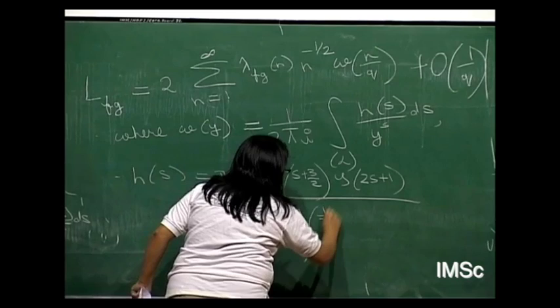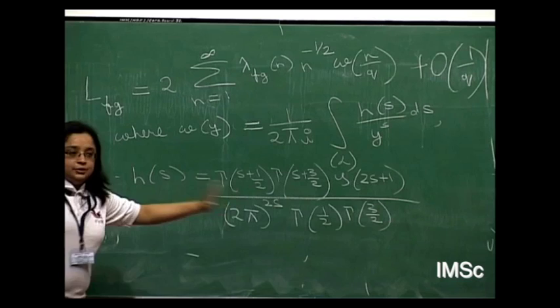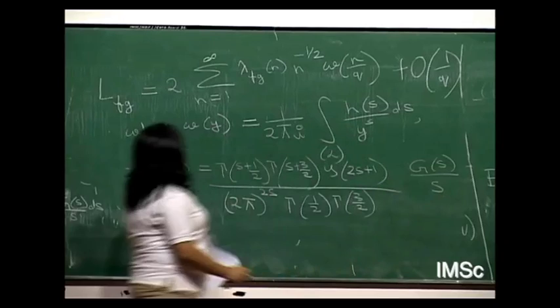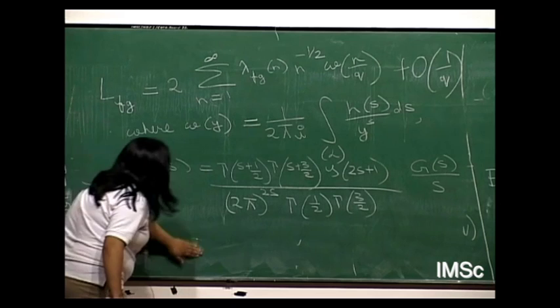Okay, I'm just going to write it in this way. It helps make our other calculations more transparent. This is your function h. Okay, and from this you can see that this has a double pole at s equal to 0.